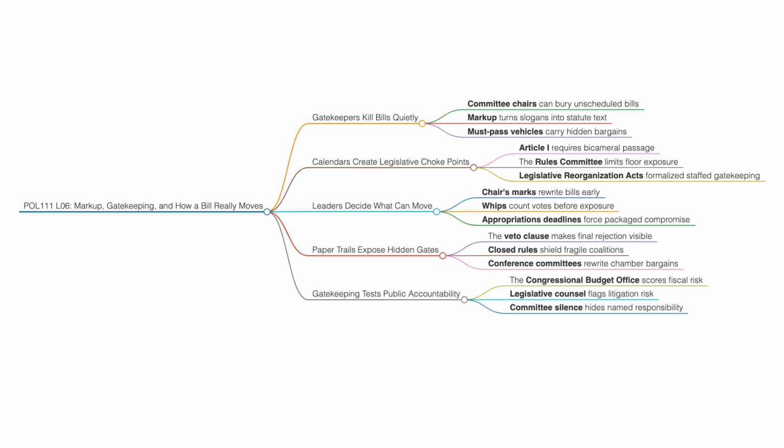That missing story carries force because Congress does not govern by letting every idea rise or fall on a dramatic floor vote. Congress governs by filtering. Committee chairs choose whether to schedule hearings. Staff decide which drafts get serious attention. Subcommittees rewrite text line by line. Leadership decides whether floor time is worth the political cost.